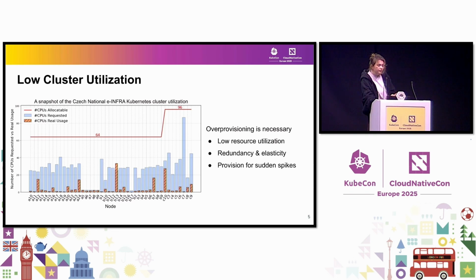But overall, in cloud, some level of over-provisioning is necessary because cloud should be elastic, cloud should be able to provision for sudden spikes, and also cloud should be able to accommodate redundant workloads. And if this is the case with the CPU utilization, then we can imagine that with GPUs it is sometimes worse.